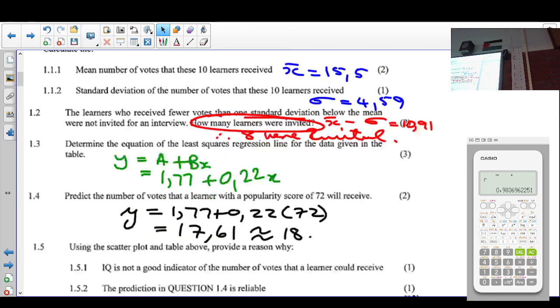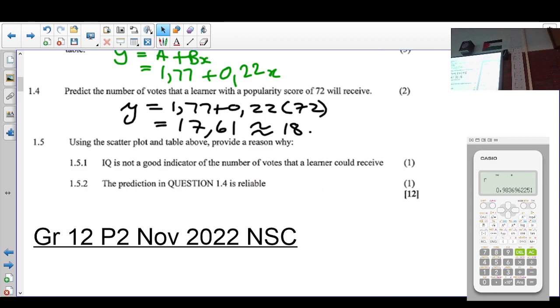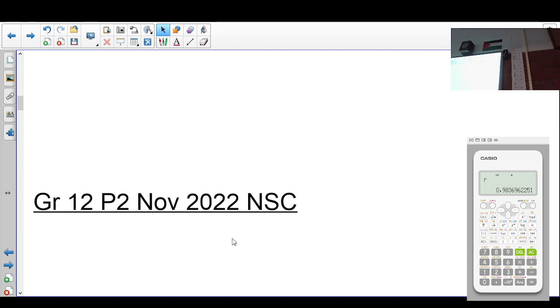So to answer the question here, the prediction in 1.4, is this reliable? I would say yes. Why? Because it's an interpolation. Or this is where the R value comes in, which I calculated on the calculator, which is still showing as 0.983. What is that? That is a very strong correlation, not so. So I would say, is it reliable? Yes. Why? You can say either your R value is very high or it's an interpolation. They're mentioning the R value and the correlation is very strong.